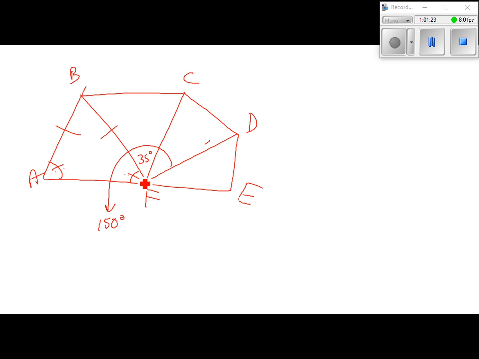So this angle's 60, that angle's 60, that angle's 60. So we can find this now. What's 60 plus 35? We gotta hurry. 95, subtract that from 150. 55. That angle's 55. What's this angle over here then? Three angles of a triangle have to add up to, so 55 plus 55. So that's 70 up there.